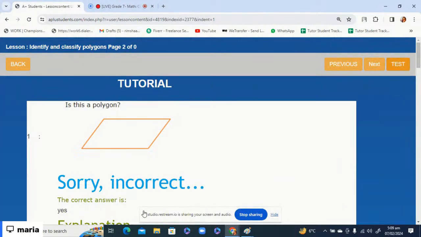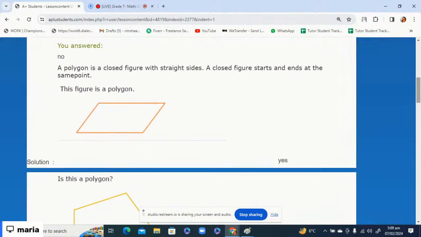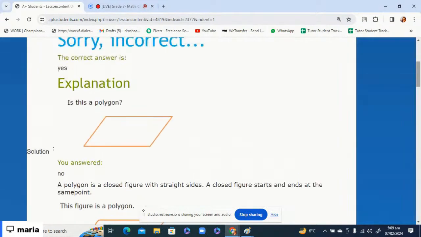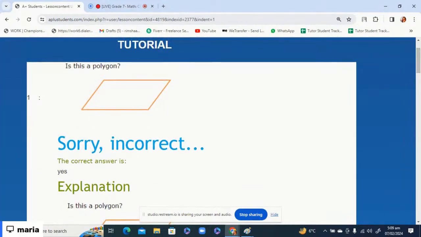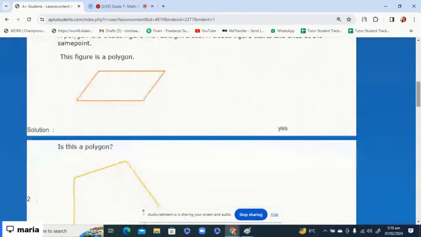All right, is this a polygon? So we can say that yes. And which shape is this? This is a quadrilateral polygon. So we can say that this is a shape of the polygon. Yes, it is a polygon shape. And which shape is this? This shape is a quadrilateral. Okay.